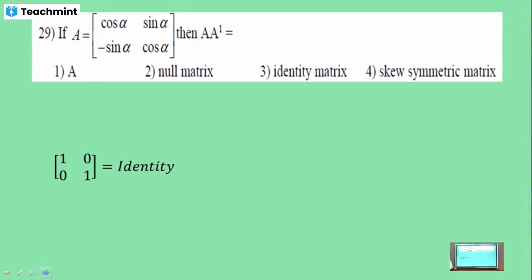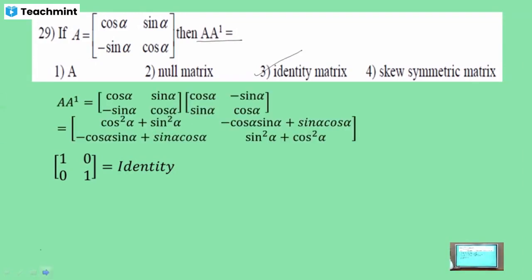If A is the matrix cos alpha, sin alpha, minus sin alpha, cos alpha, then A into A dash, a matrix into its transpose. A matrix into its transpose is always equal to an identity matrix, because the determinant value of that one is equal to 1. When you take the product, you get the solution as this one.